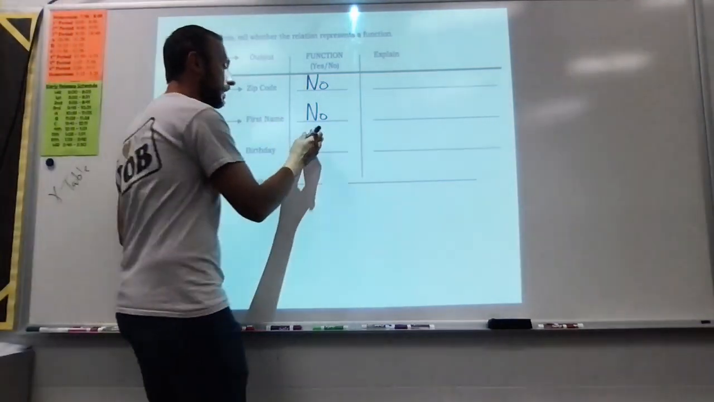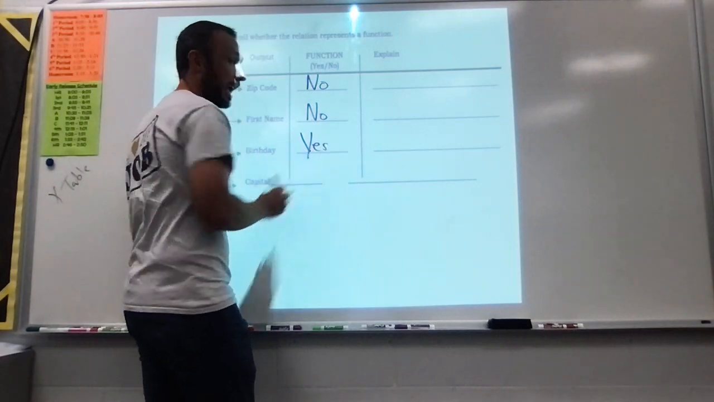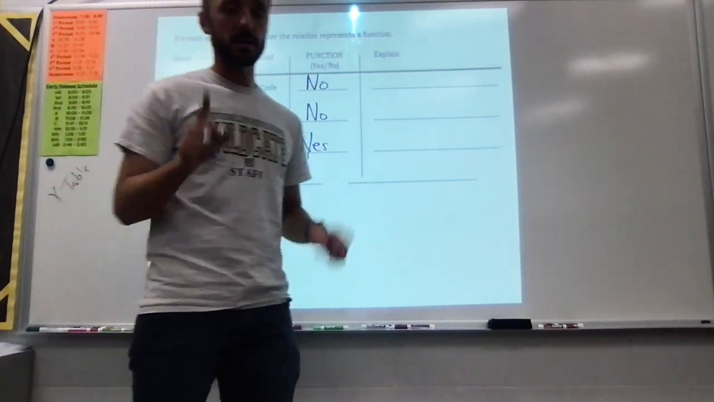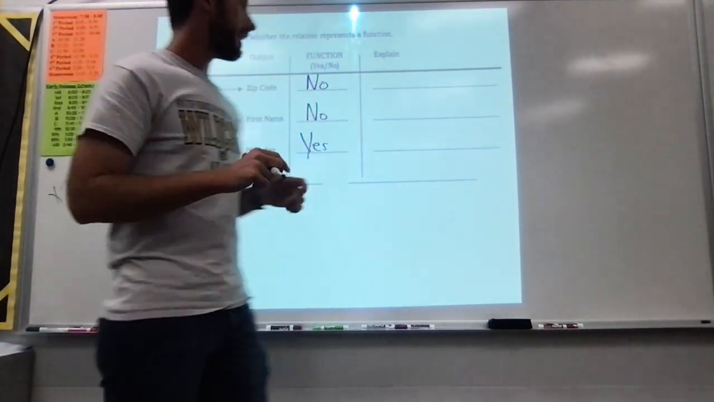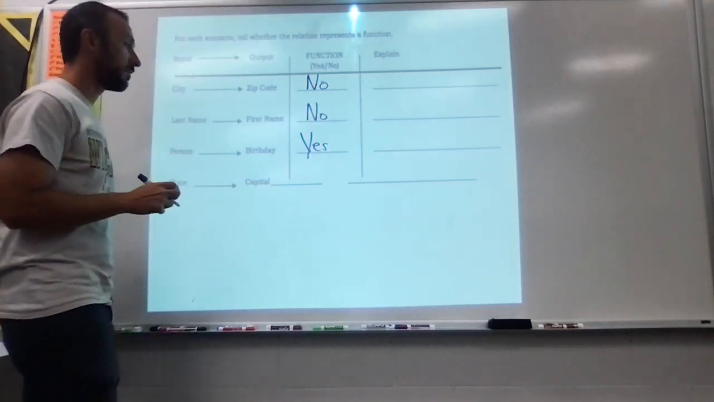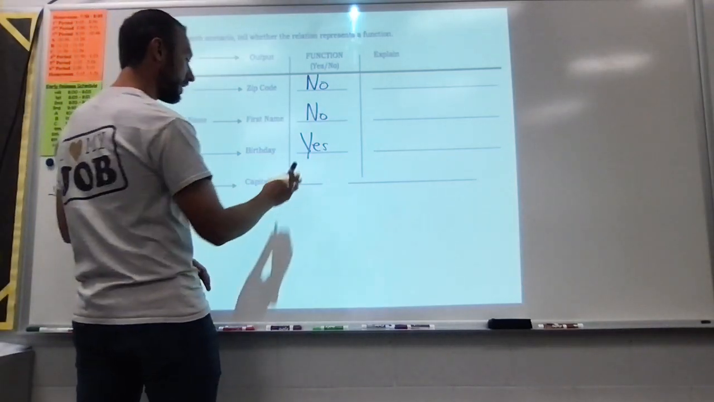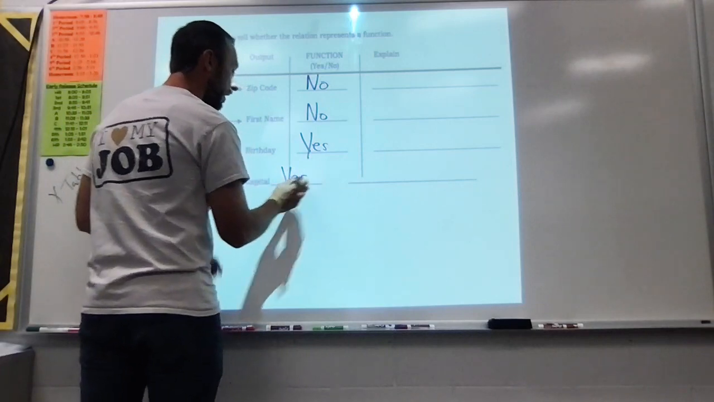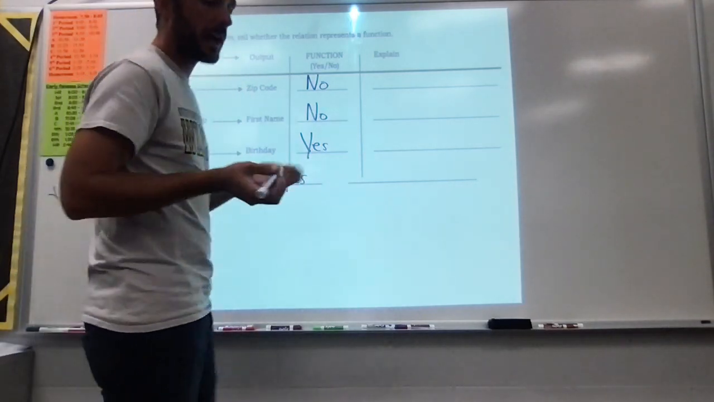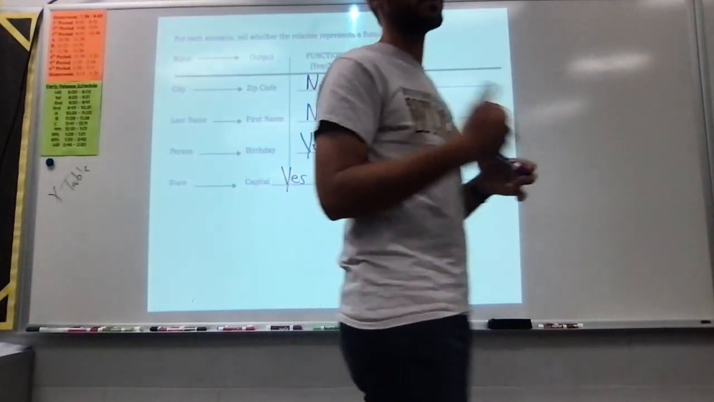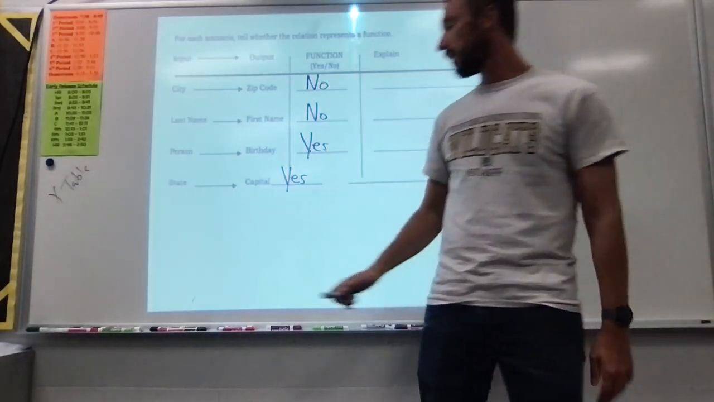Does every person and their birthday, is that a function? The answer to that is yes. Every person has one birthday. The person to the birthday, that's a one-to-one function. And does every state only have one capital? That would also, I'm not for sure why it's formatted this way, be yes. Indiana has Indianapolis. We don't have any other capital, so that's a one-to-one relationship, not a one-to-many relationship.